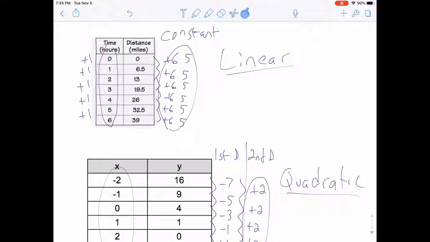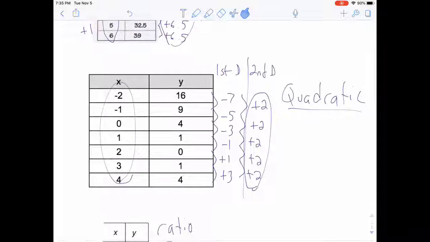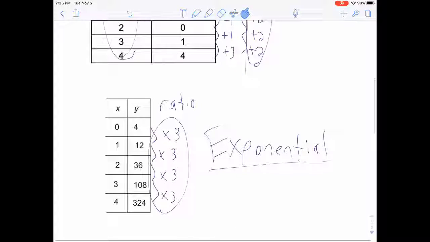Remember, first difference is constant, linear. Second difference is constant, quadratic. If there's a common ratio of multiplying or dividing, we do tend to say multiplying here, it's exponential. So hopefully this helped clear things up.